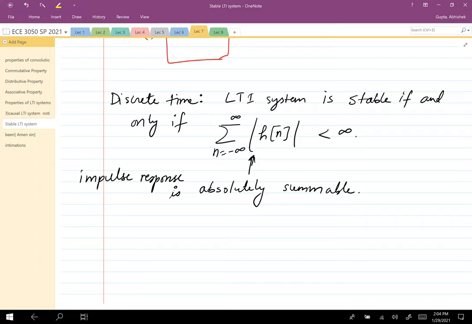That is the situation that happens in nuclear reactors, where you have to use graphite rods to control the reaction. Otherwise, it will become unstable. Okay, so that concludes the discussion on properties of LTI systems.